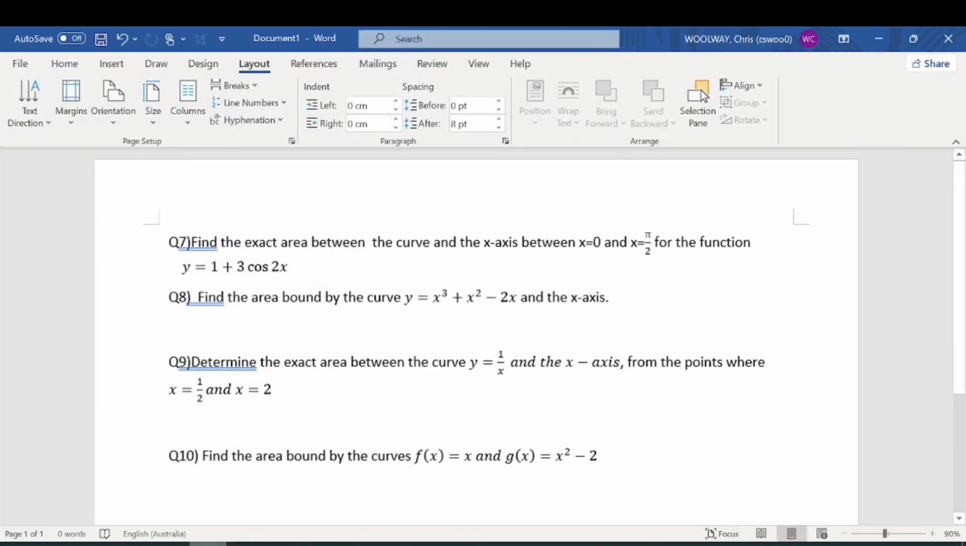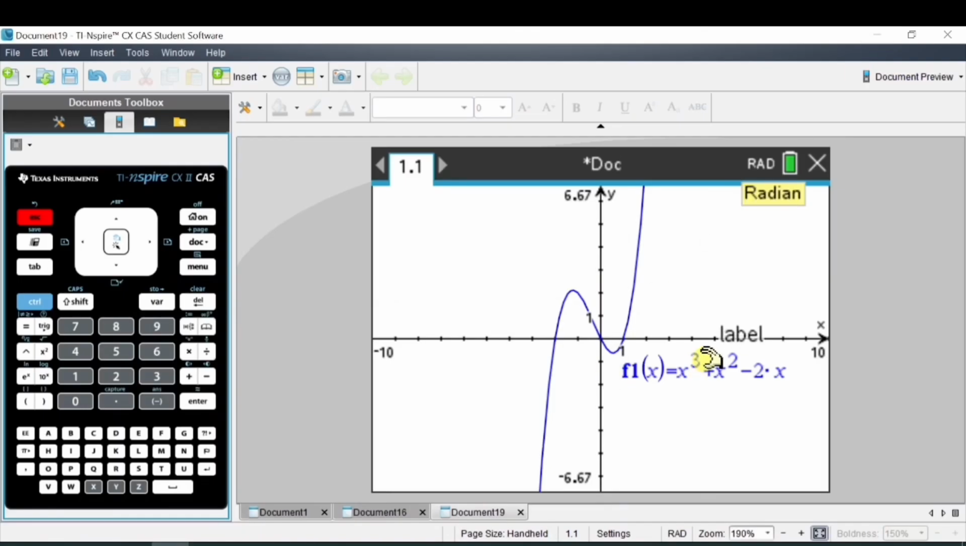Now we're going to answer question 8, which is to find the area bound by the curve y equals x cubed plus x squared minus 2x and the x-axis. So first thing I need to do is graph my function, which I've done here. Now I'm going to find all of these intercepts.